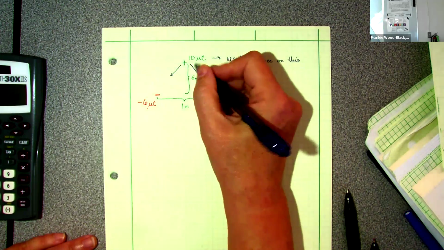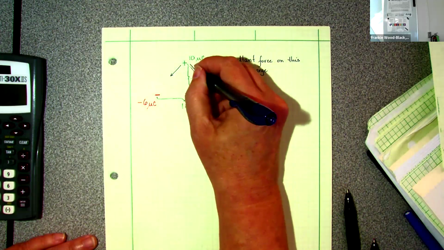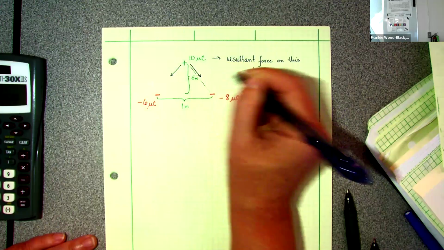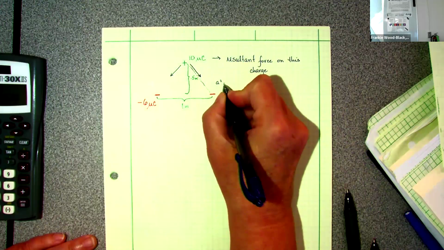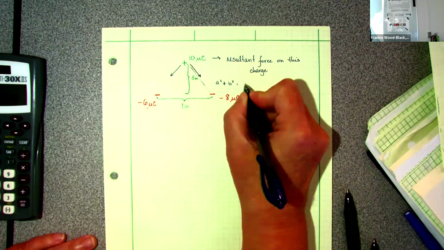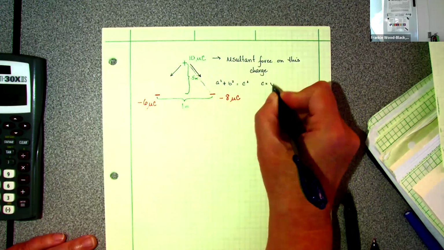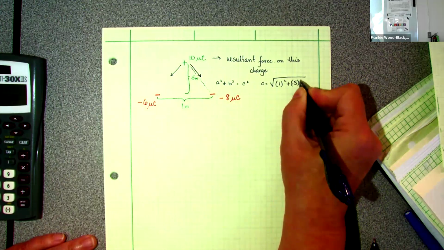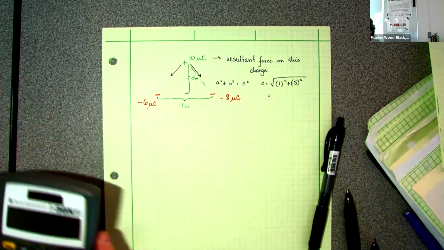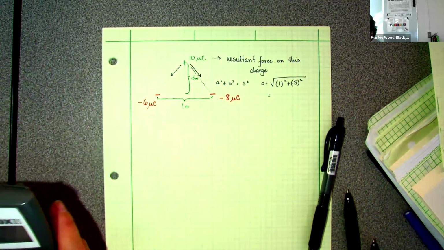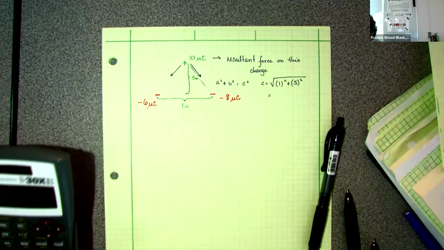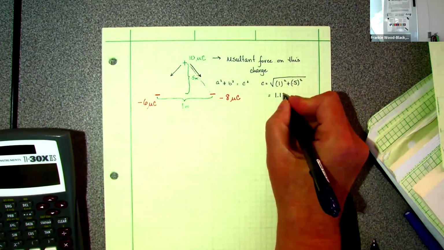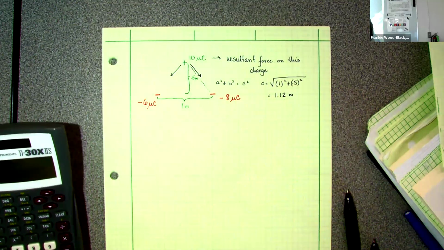Well, first thing I've got to do is figure out what my R is. So we remember that A squared plus B squared is equal to C squared. So C is going to be the square root of 1 squared plus 0.5 squared. What I get is 1.12, and that's in meters.